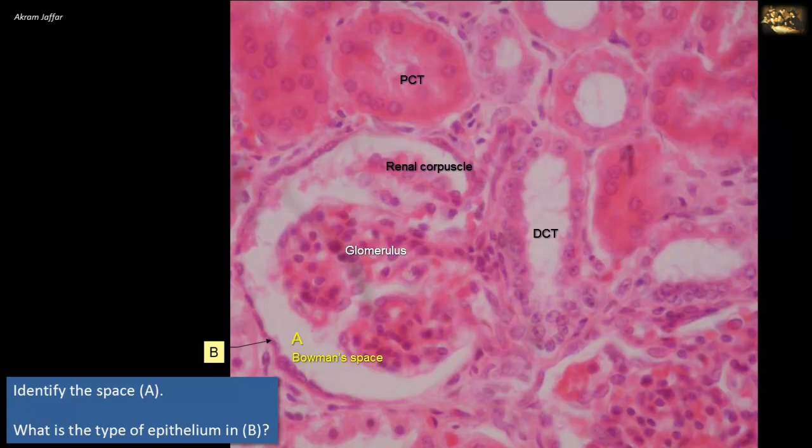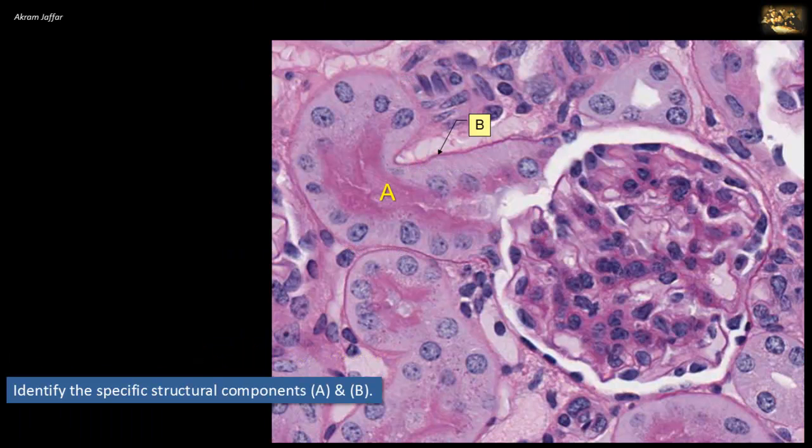The Bowman's capsule has a parietal layer of simple squamous epithelium, which is represented here in B. The podocytes that surround the capillaries of the glomerulus form the visceral layer of the Bowman's capsule. Identify the specific structural components A and B.